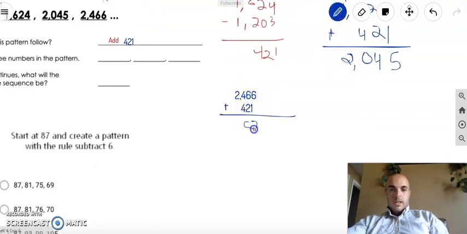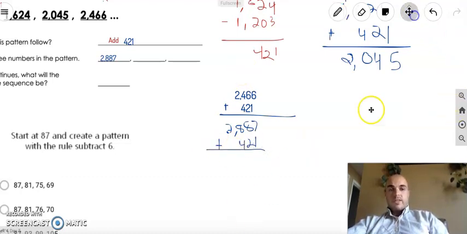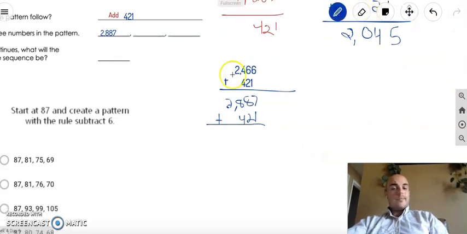6 plus 2 is 8. 4 plus 4 is 8. 2 plus nothing is 2. Okay, so the first number in this pattern is going to be 2,887. I'm going to add another 421 to this. I'm just going to keep this going down in a single vertical addition column so I can keep track of my work a little more neatly.